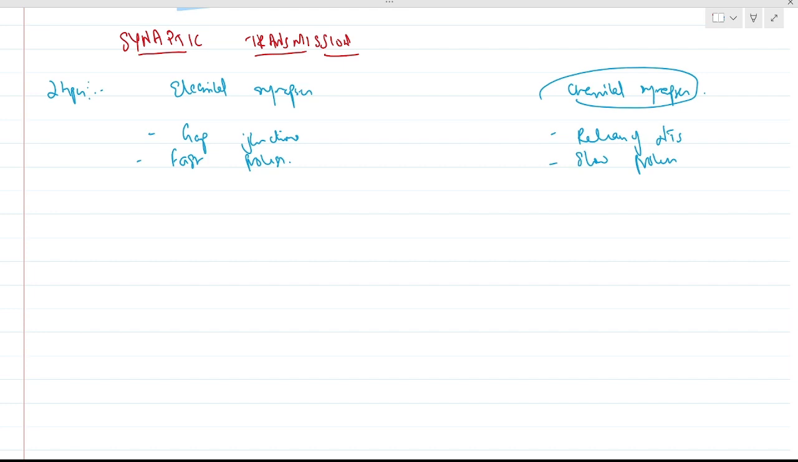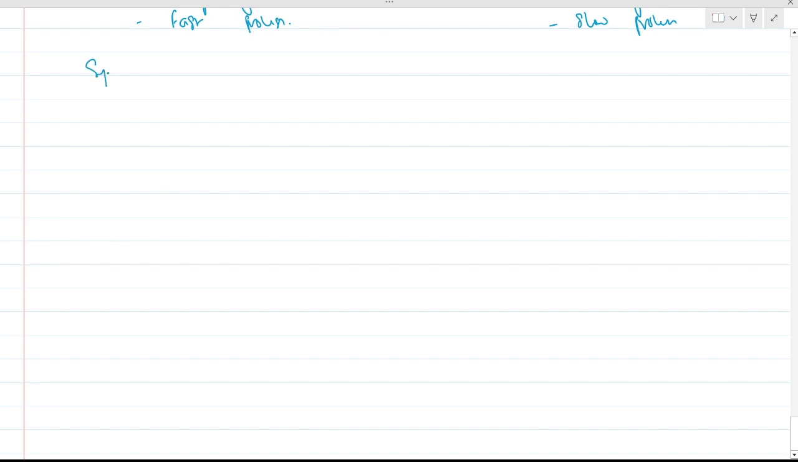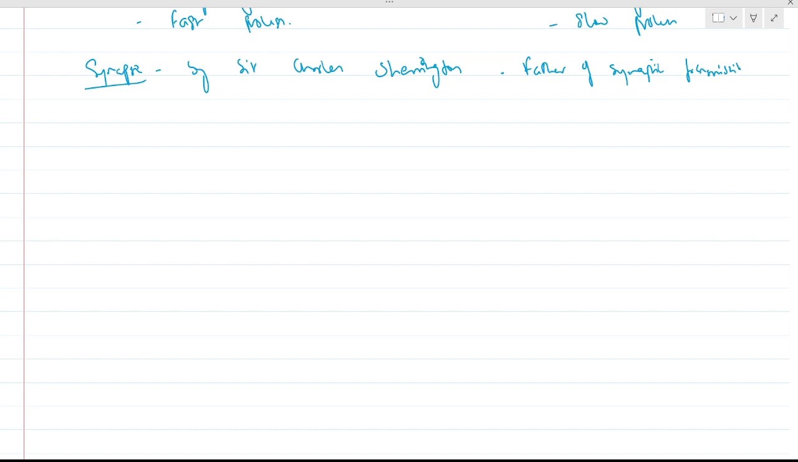Now we'll see a synapse. The term synapse was given by Sir Charles Sherrington, father of synaptic transmission. So we'll start with a neuron, a neuronal cell.